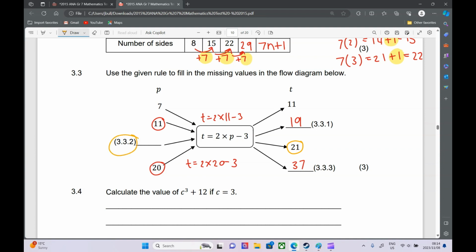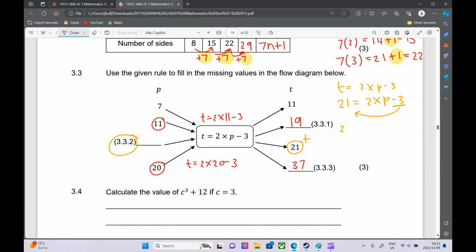Okay, so this 21 is our T value. So what we can say is, let's write it up here. T is equal to 2 times P minus 3. We say T is 21. So 21 equals 2 times P minus 3. Okay, what we need to do is get that P all by itself. So if we take this minus 3 across, that would be plus 3.